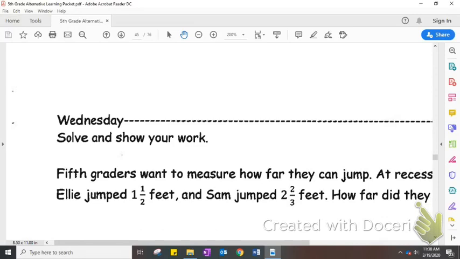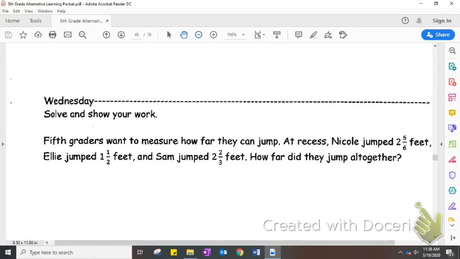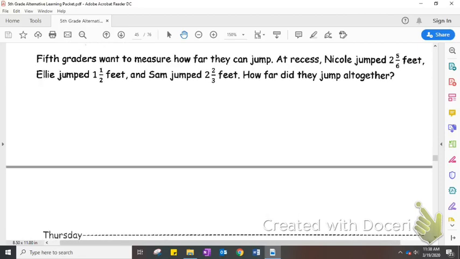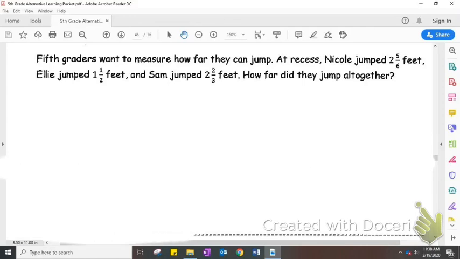Okay, Wednesday, and I'm going to zoom out. 5th graders want to measure how far they can jump. All right, so at recess, Nicole jumped 2 and 5/6 feet. Ellie jumped 1.5 feet, and Sam jumped 2 and 2/3. That's important. They want to know how much they jumped all together. So let's do a little bar model.